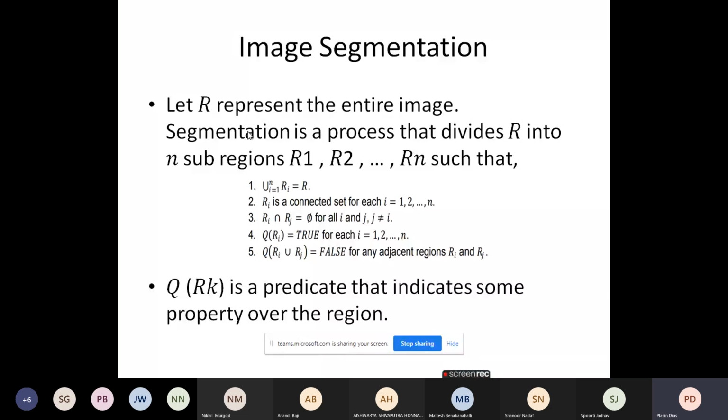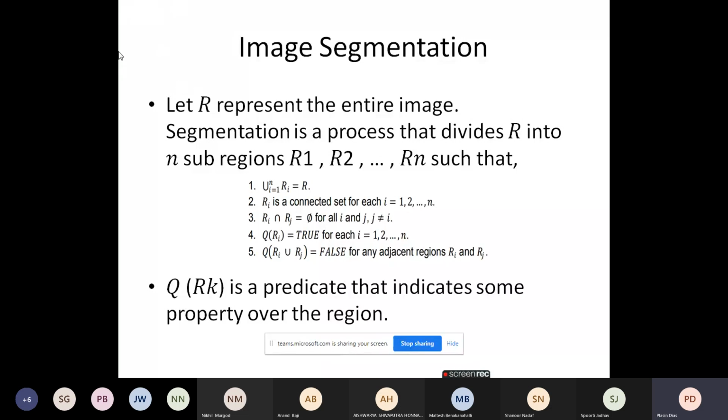Now when we see this first condition, it indicates that segmentation must be complete.